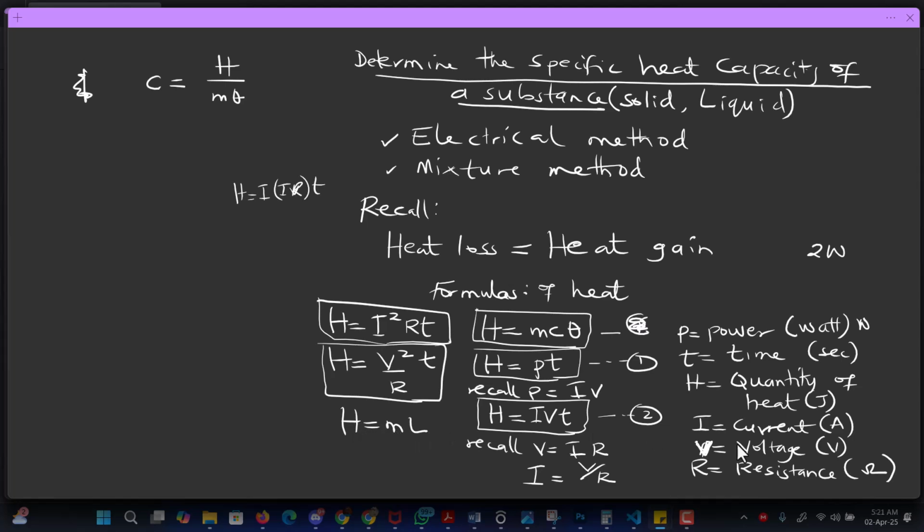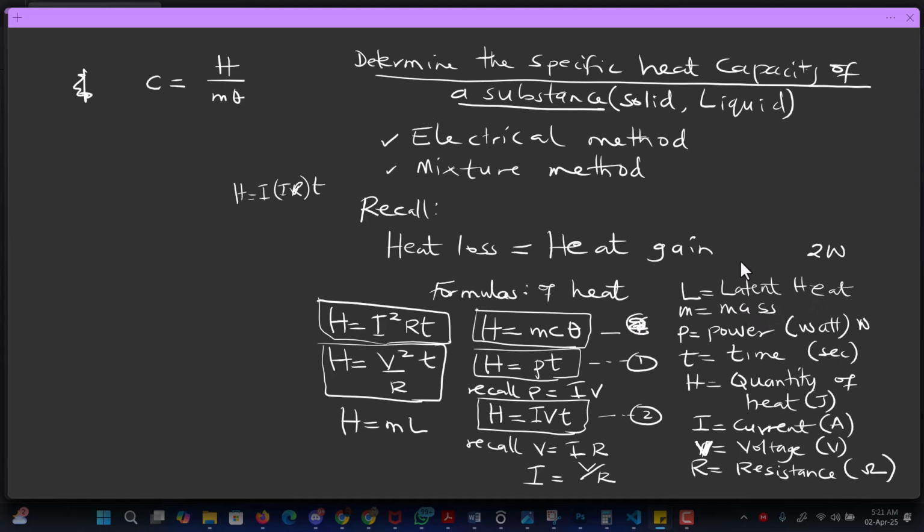And ML is known as your what? M is known as your mass. Do we have mass here? So your M still remains your mass. And your L still remains your what? Your latent heat. I am not going to mention anything about latent heat right now. Maybe in my next class, I'm going to mention something about latent heat.